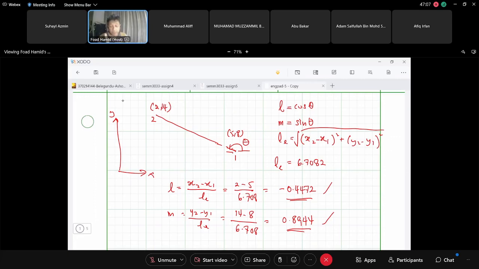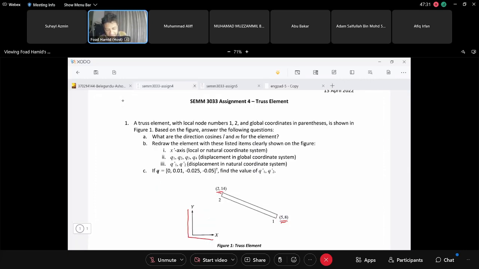So this question number 1 is basically telling us that you must correctly identify which is the angle. If you don't identify it correctly, then your L and your M will be incorrect, and everything will screw up. So now this is the easy part.